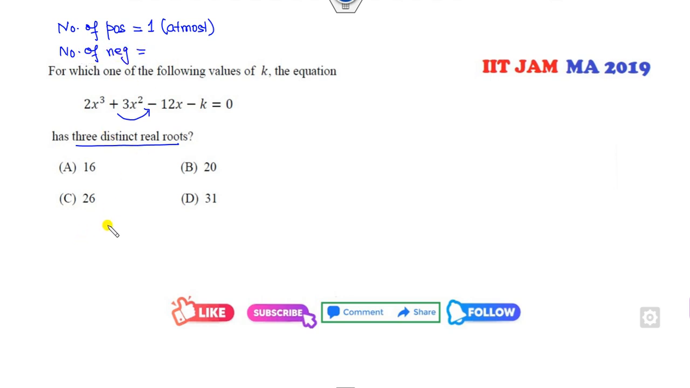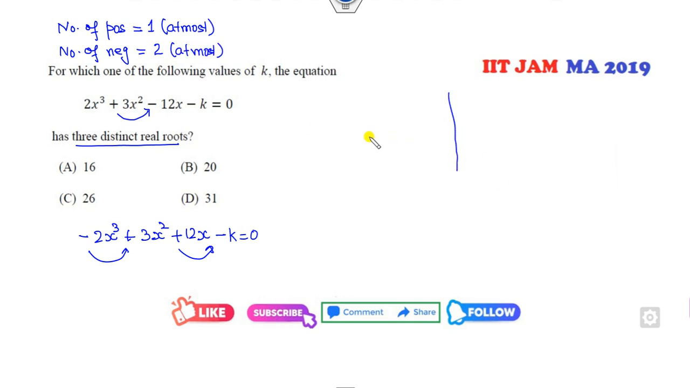I can change the sign of this. It is minus 2x cubed plus 3x squared plus 12x minus k, because k is positive. So there is one change in sign. So the number of negative roots is at most 2. Fine. Now I can draw it graphically. So it has at most 2 negative roots, and 1 positive root.